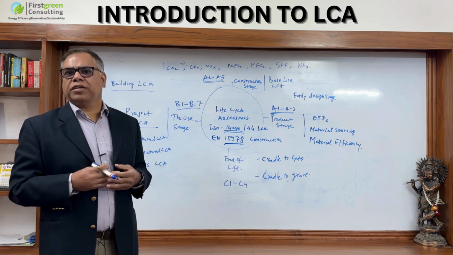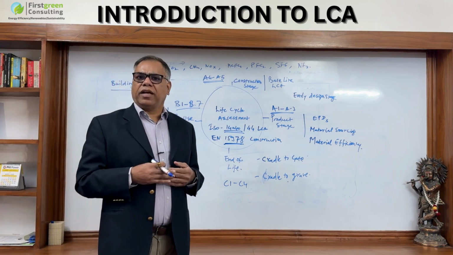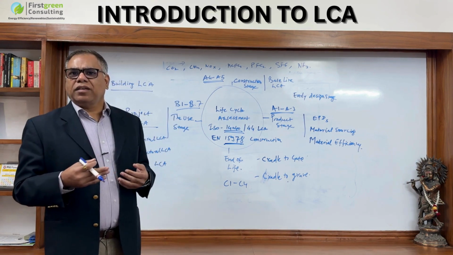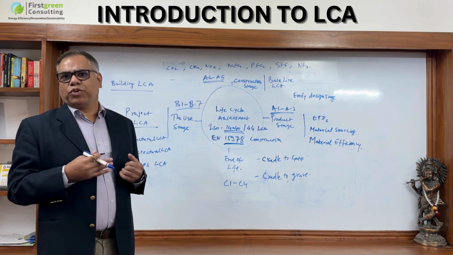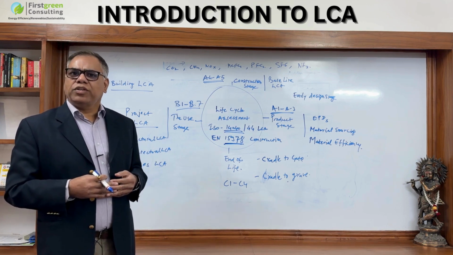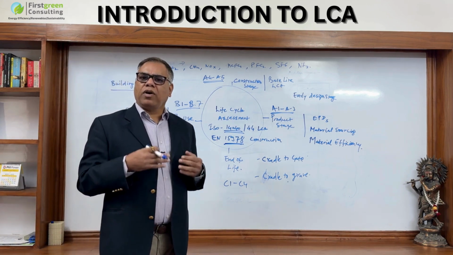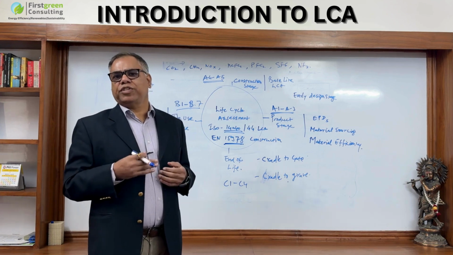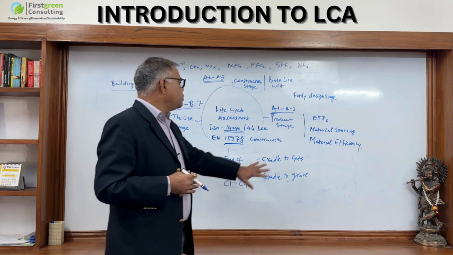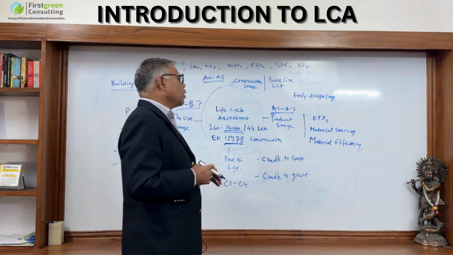If you are doing a project in India, and if you are sourcing your marble from Italy, then the embodied energy for transportation is going to increase, and that is the reason we say that we need to source the material from a local source. Even cement we should source from a nearby industry. That makes sense. So this is the product stage.